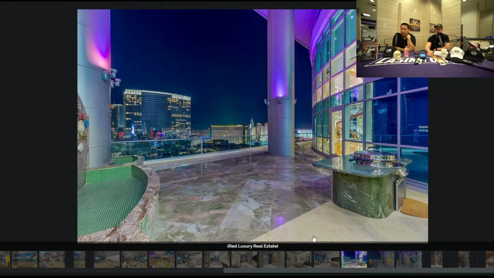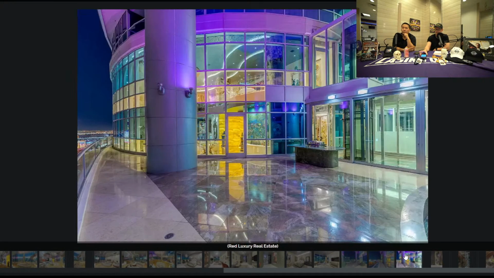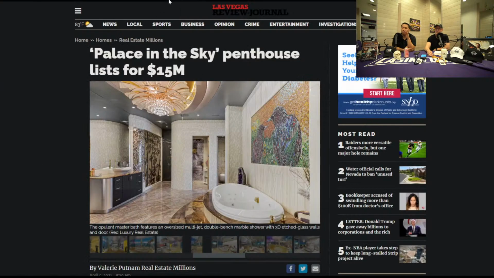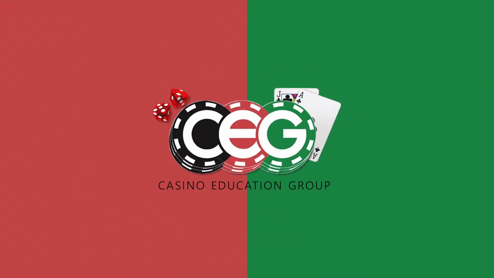So, you know what that view reminds me of? The Palms, their suite. I believe that's the Playboy Suite or whatever the suite was. But that outdoor view actually reminds me of the same. But really? Yeah, 15 million. You don't think that's too bright? I mean, oh my God, I would go blind in that place.